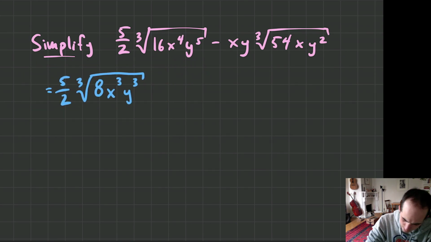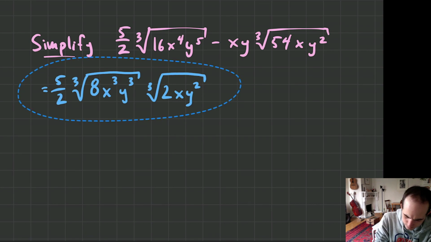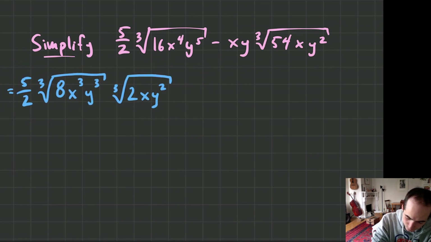That's better. And I'll multiply that by whatever is left over, by the cube root, and I'll give myself a little more room there. Cube root of, well, when I took the 8 away from 16, I was left with 2. When I took the x cubed away from x to the 4, I've just got 1x left. And when I took the y cubed away from y to the 5, I got y squared left. So that's what's left over for that one. And I think I'm going to need even a little more room, so bear with me here.